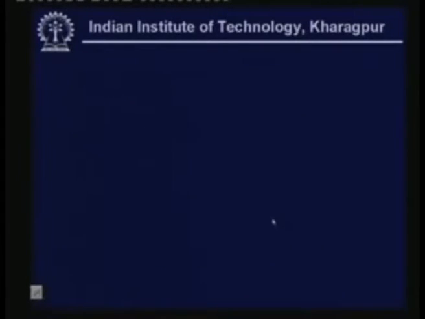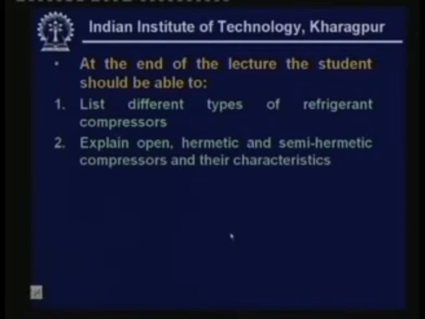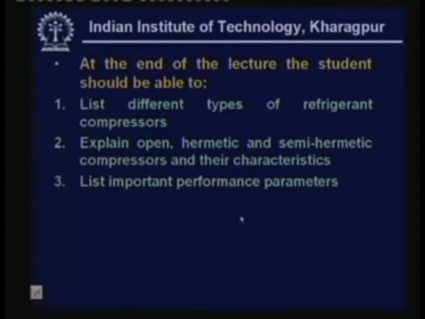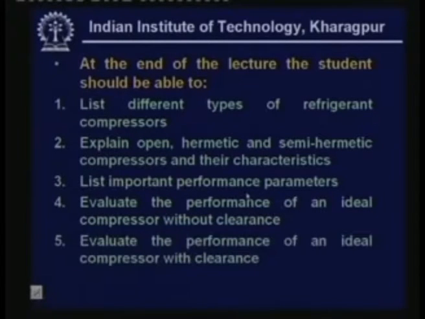So at the end of this lecture, you should be able to list different types of refrigerant compressors, explain open, hermetic and semi-hermetic compressors and their characteristics, list important performance parameters, evaluate the performance of an ideal compressor without clearance, and finally evaluate the performance of an ideal compressor with clearance.